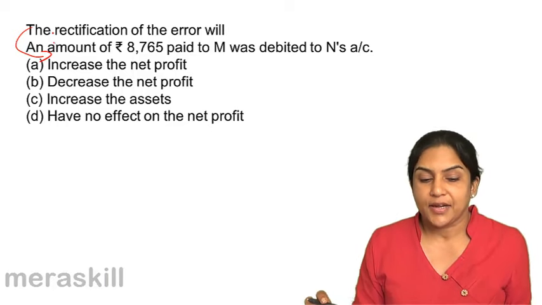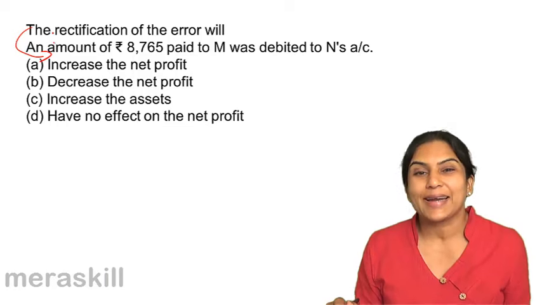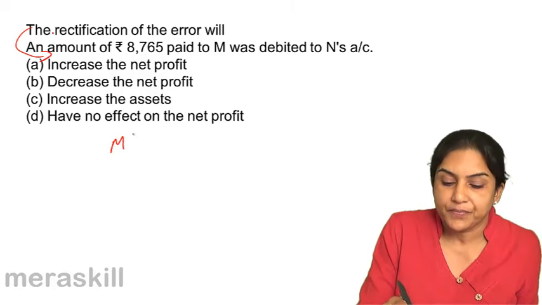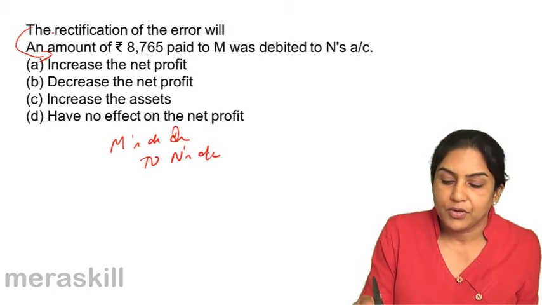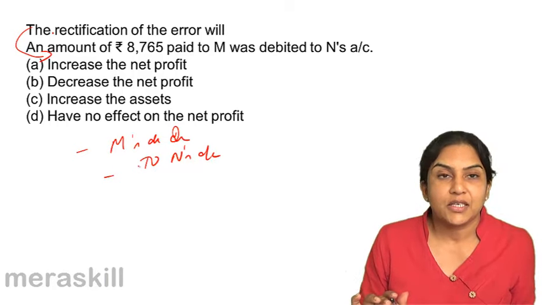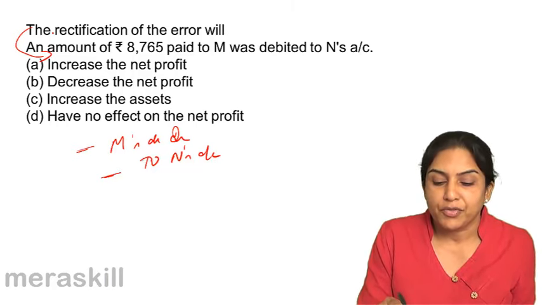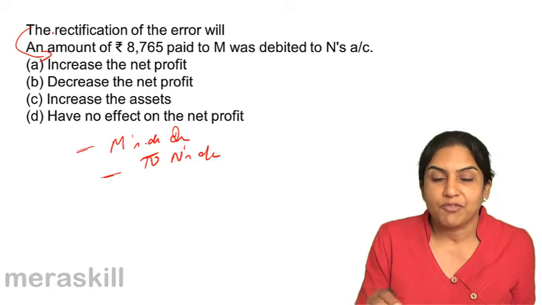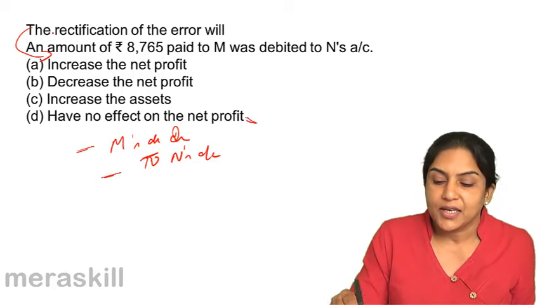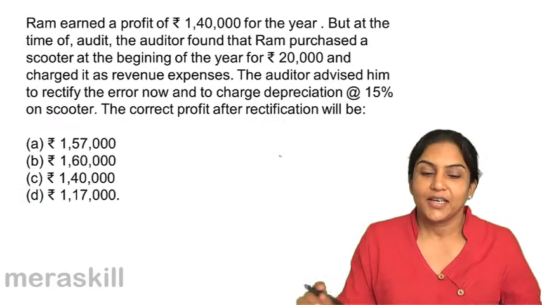We've already done this entry. 8765 is paid to M, but it was debited to N's account. So we debited M's account and credited N's account as a correction. No nominal account is touched, so there is no difference on profit. No change in any asset. If there were debtors, both their accounts have been affected. So the correct answer should be D, no effect on net profit.